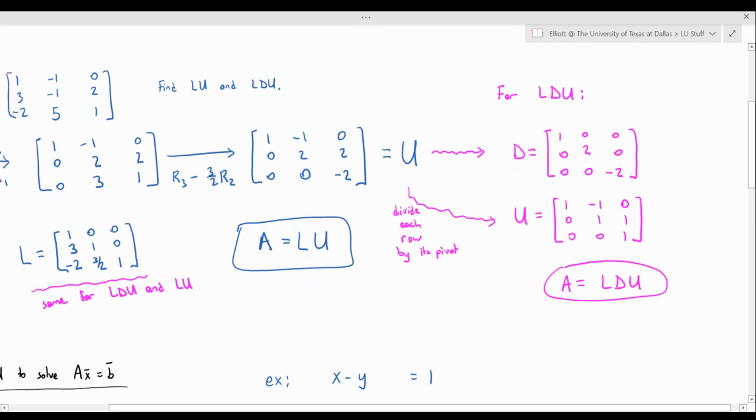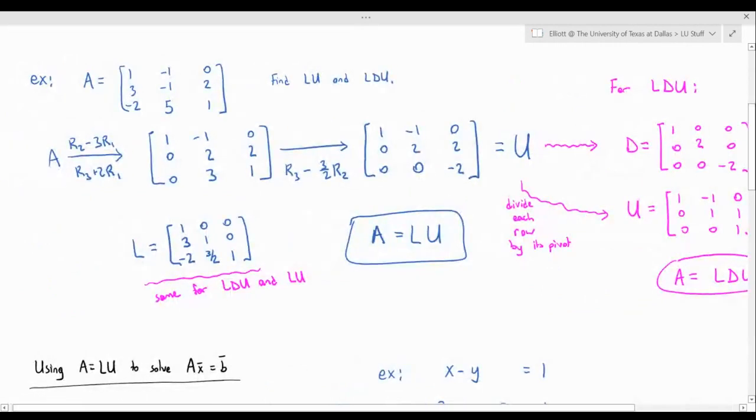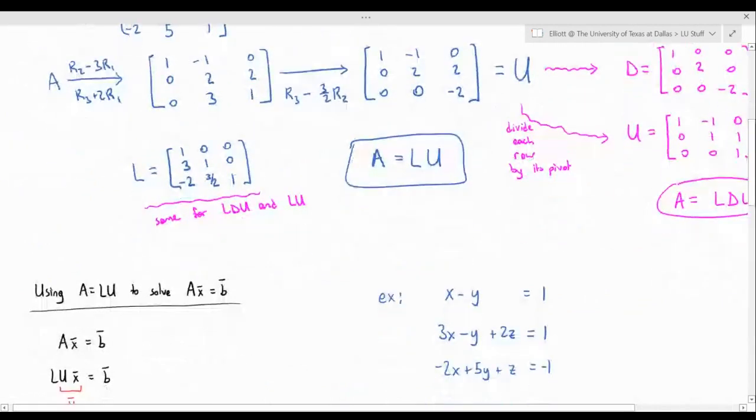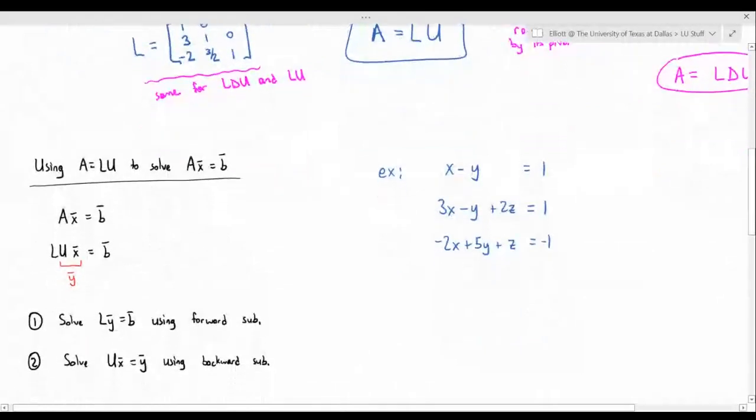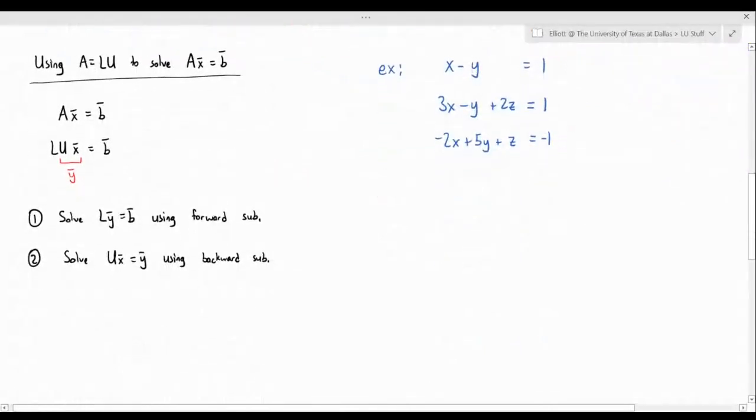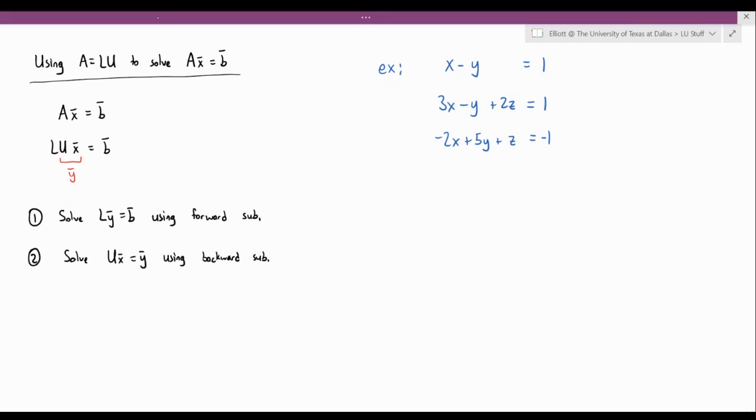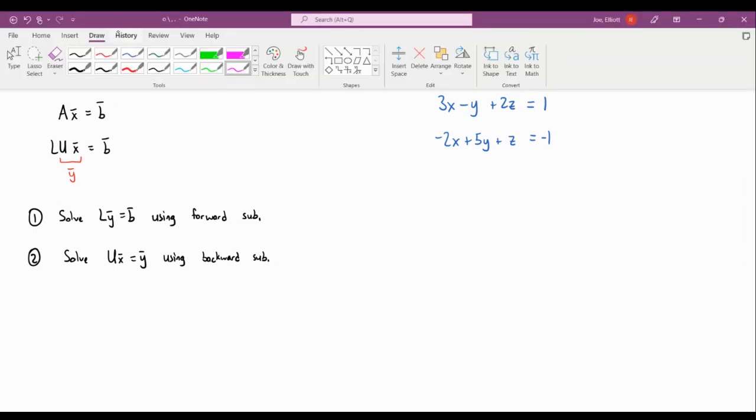Okay. So that's a quick example on LU and LDU decomposition. So then, of course, we also want to review how to use the LU factorization to solve an equation. So if you're given an equation AX equals B, and you're asked to solve it by using the LU factorization of A.